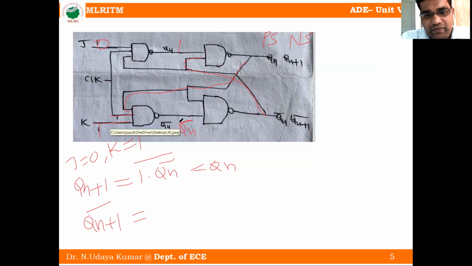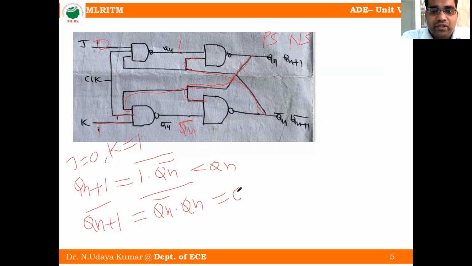So one input of the NAND gate is Qn bar and the other input is Qn. So one input is Qn bar and the other input is Qn whole bar. That means Qn bar into Qn, that means A bar into A is equal to 0. A bar into A is equal to 0. Here the bar is there, so 0 bar is equal to 1.